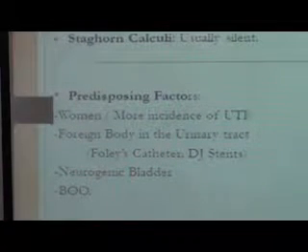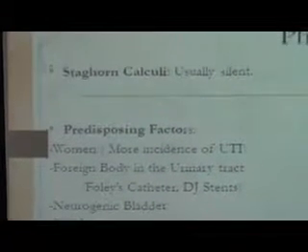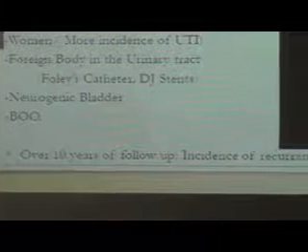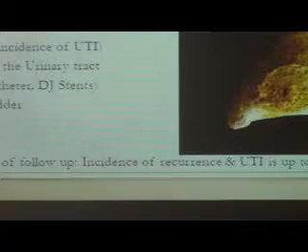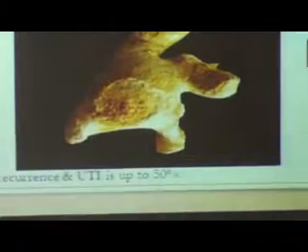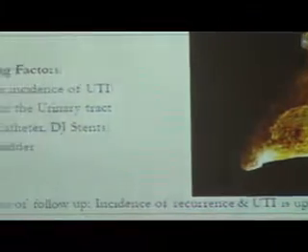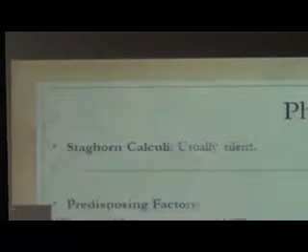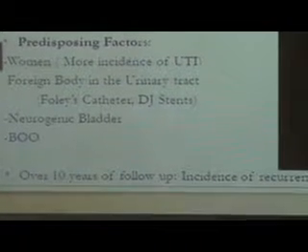Secondly, foreign body, like if we leave a Foley's catheter or DJ stent inside the urinary bladder, or neurogenic bladder, or bladder outflow obstruction. Because all these are persistent in nature, most of the time recurrence and incidence of urinary tract infection in phosphate calculus is much higher, up to 50%. If such a question comes, where recurrence and UTI are more, that will be the phosphate calculus. Okay.